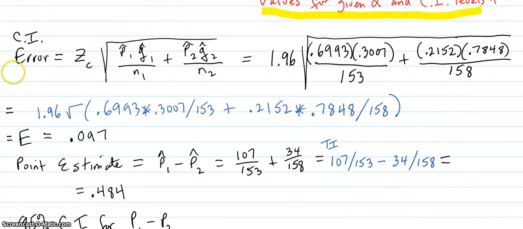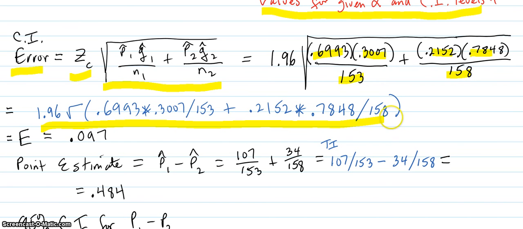Then your error, therefore, is going to be z critical times this version of the standard deviation of the sample proportions that we're supposed to use for a confidence interval. You stick your p-hat 1 and q-hat 1 in there, p-hat 2, q-hat 2, over the n's, square root. This is how it looks in the calculator if you do it that way. Error is 0.097.